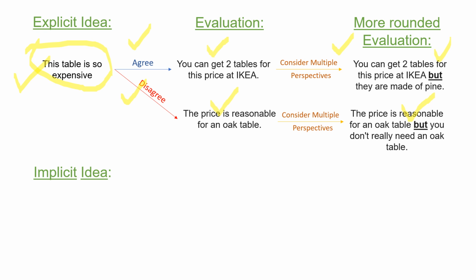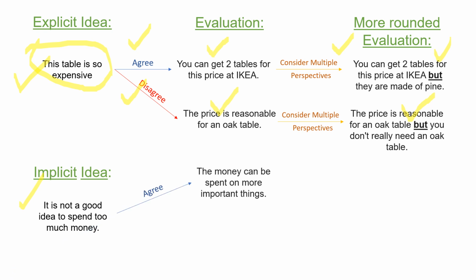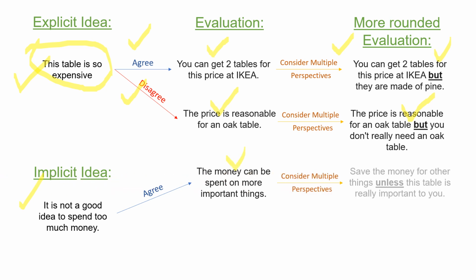Now, talking about the implicit idea. The explicit idea is the one which was given in the text, but the implicit idea is the one which I derive from this idea. So I may derive that it is not a good idea to spend too much money. If I agree with this implicit idea, I can say that this money can be spent on more important things. I may further improve this idea: save the money for other things unless this table is really important to you.